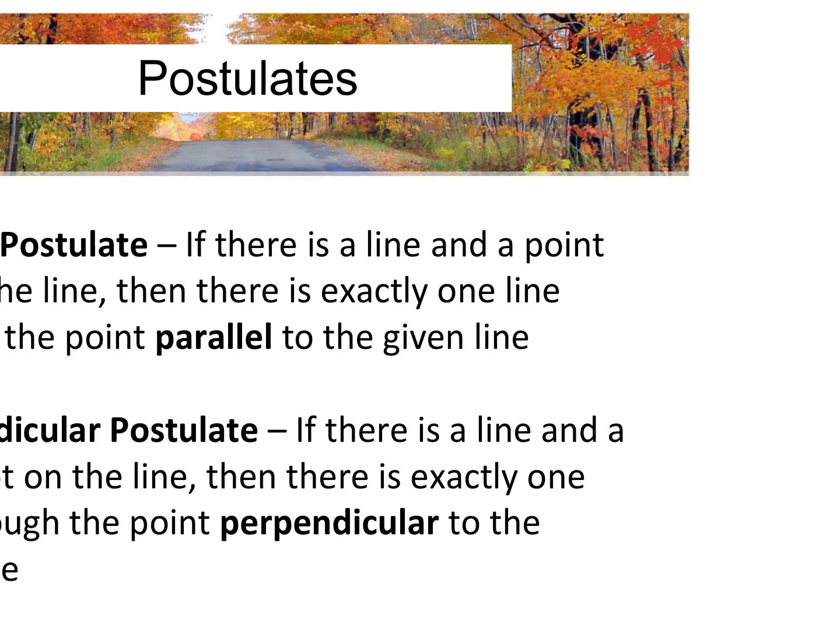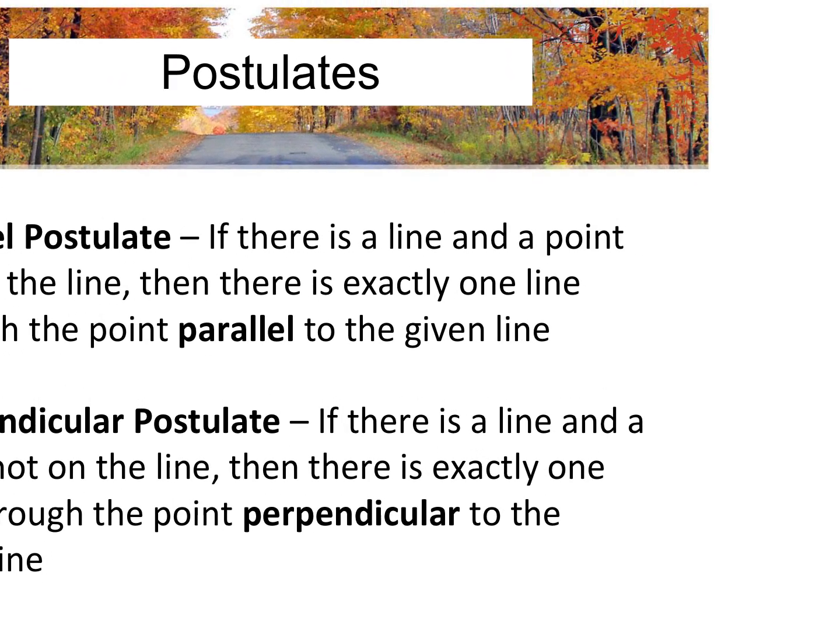Next to parallel postulate, I would like you guys to draw this diagram. I would like you to draw a line. And the parallel postulate says that there's also a point that's not on that line. So draw any point that's not on that line. All this postulate is saying is that in order to go through this point and be parallel to this line, there's only one line that exists.